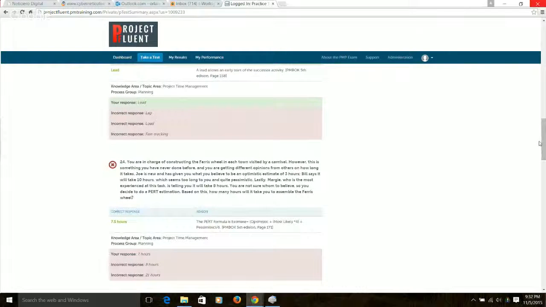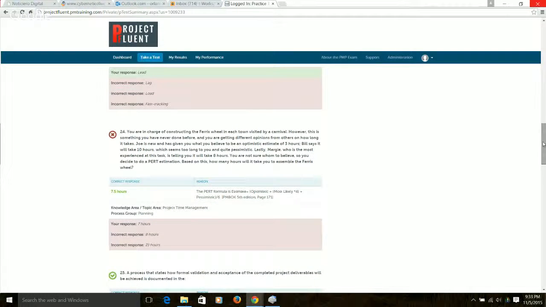You are in charge of constructing the Ferris wheel. So this is the PERT estimate, so it's the other one. It's not the average, that's the triangular distribution. PERT is optimistic plus most likely times 4 plus pessimistic, divided by 6. That's the formula. You have to learn it and write it down when you do your brain dump, so you have it available. You might have a question in there. So 7.5 is the right answer, not 7.